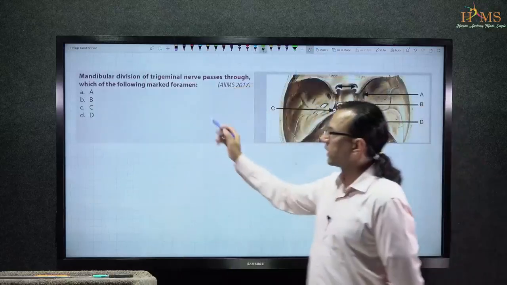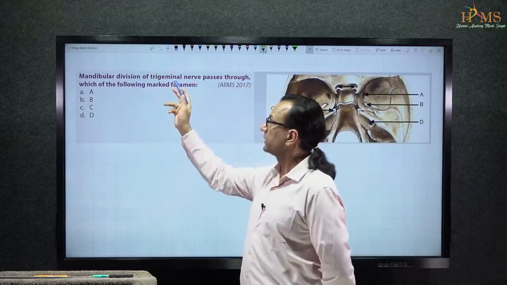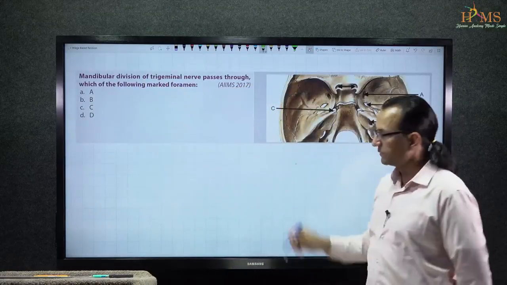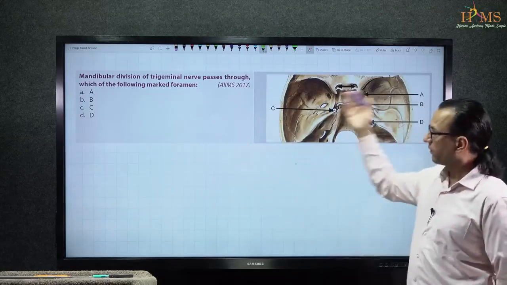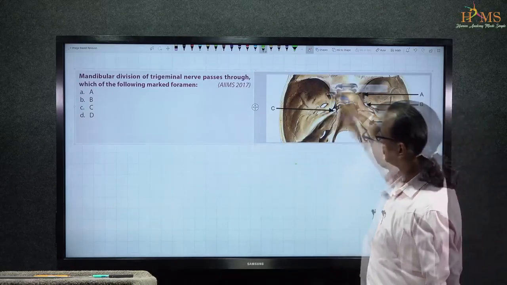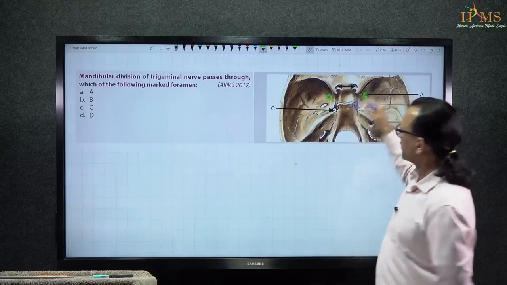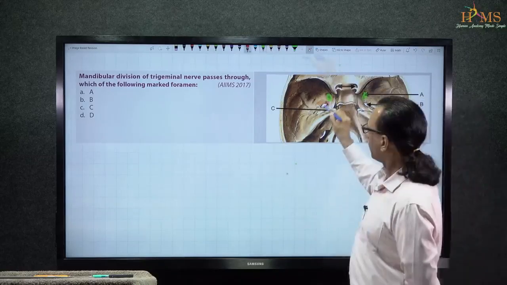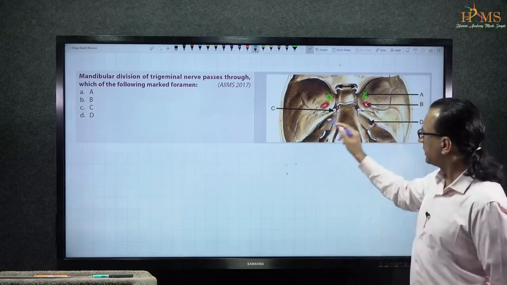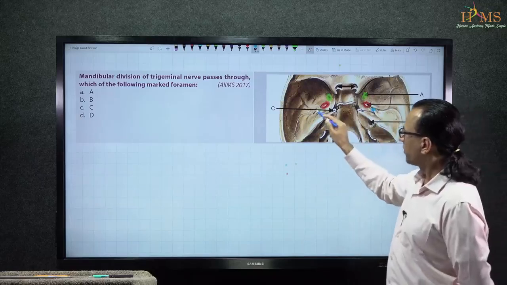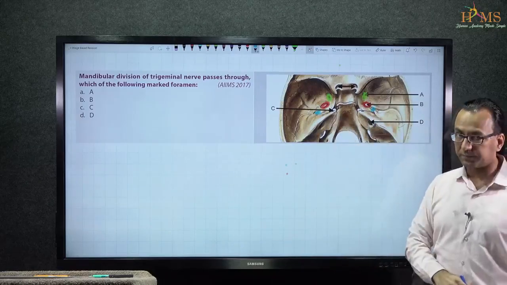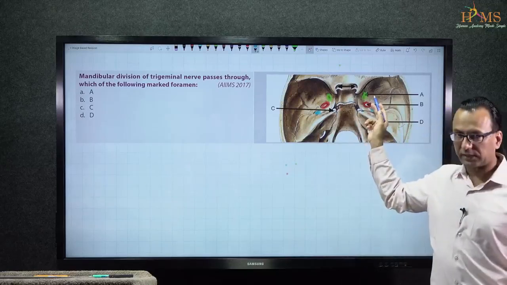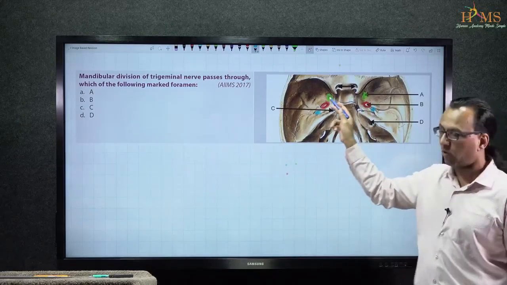As you find, it is asking for the mandibular division of the trigeminal nerve passing through some opening. This is the floor of the middle cranial fossa, showing the openings in the greater wing of the sphenoid. Like a round foramen called the foramen rotundum, and then there is an oval foramen which is called foramen ovale, and then there is a small foramen here, foramen spinosum. So these are the 3 openings in the greater wing of the sphenoid. Understand, the rotundum will have the maxillary nerve passing through that to supply the bone maxilla.